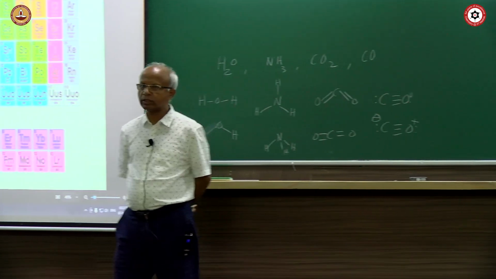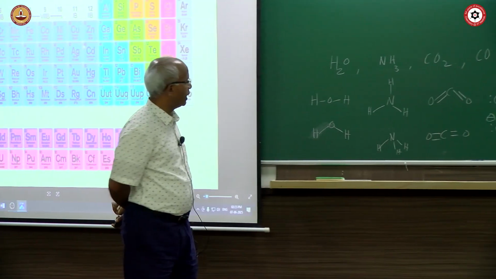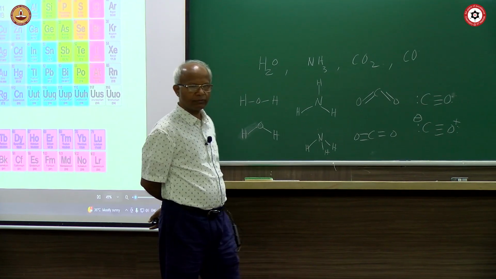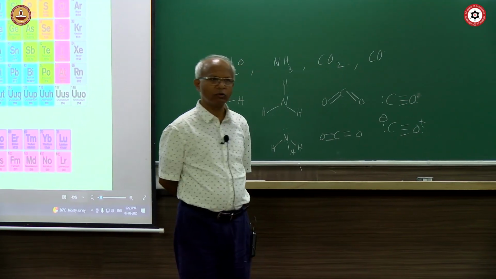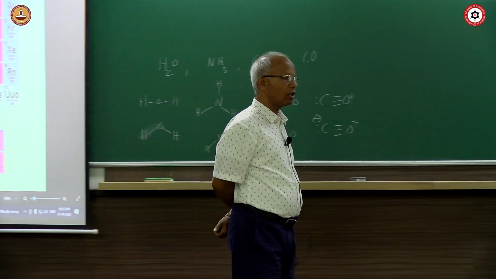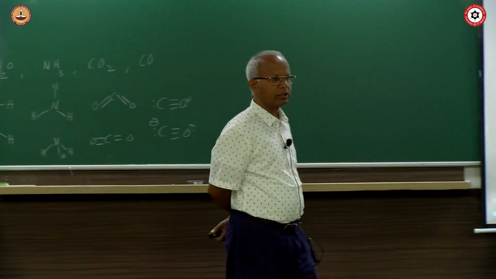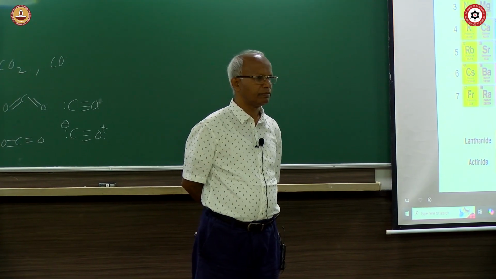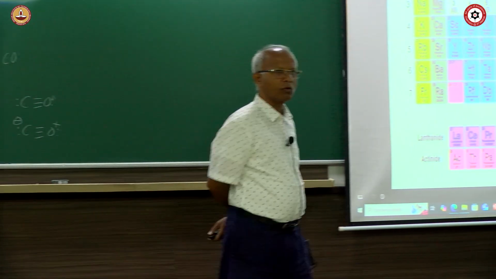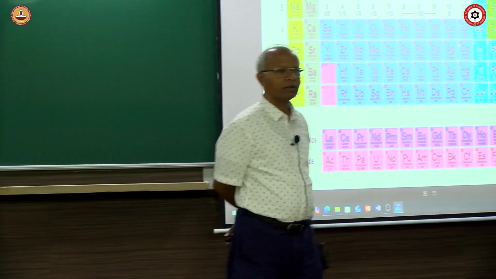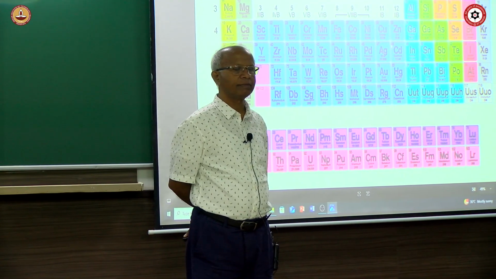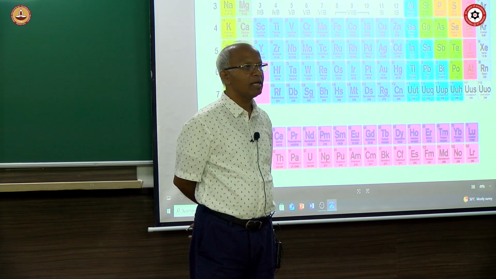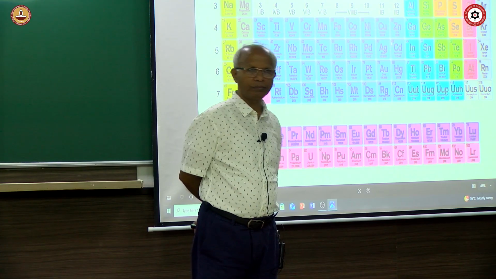So how do we know all this structure of this molecule? For example, if we take water, we know that it is a bent structure, not a linear, correct? So how do we know this? How did people arrive at the structures of these molecules? What is the hybridization for water? SP? SP2.